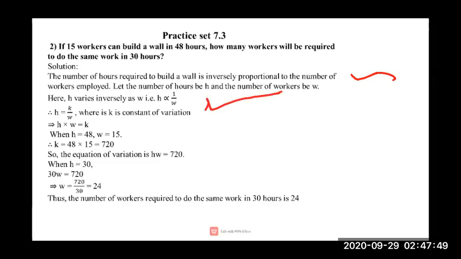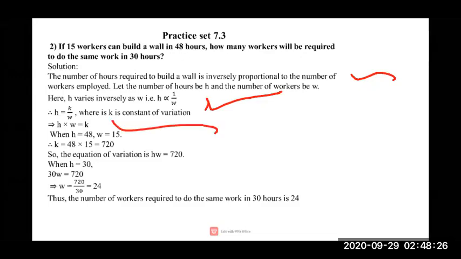Therefore h is equal to k upon w, where k is our constant of variation. Since this is inverse variation, the formula should be h into w equal to k.